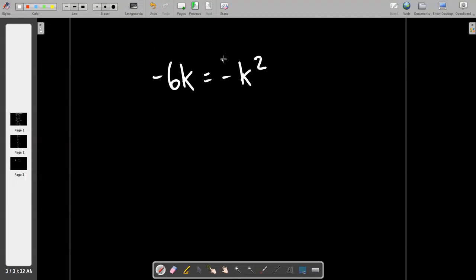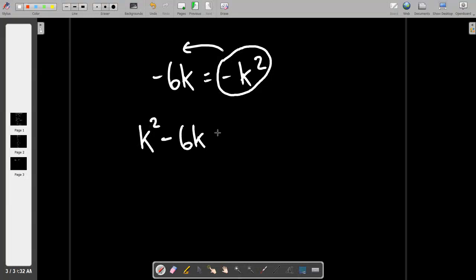So please let me get caught up to you. Okay, we can't all go fast. So when I move the negative k squared over to the left, I rewrite, and make sure you always write in standard form. The negative k squared becomes positive k squared. The minus 6k did not have to move, and now we're placed and ready to factor.